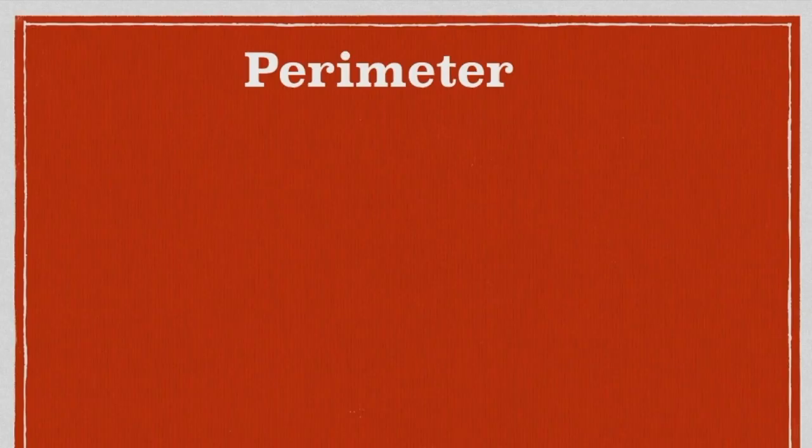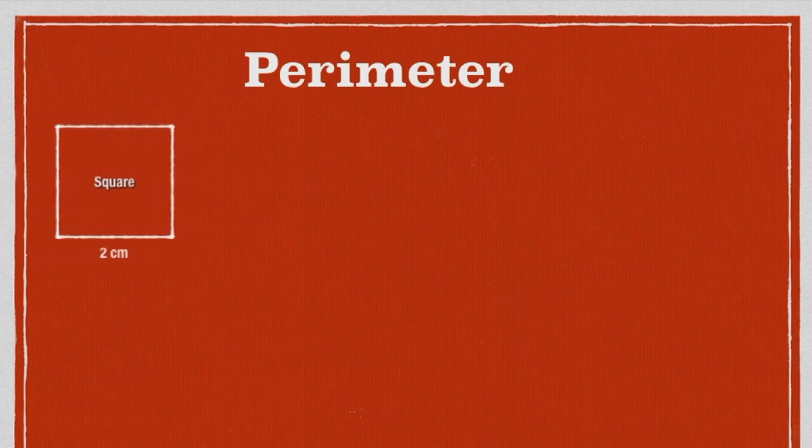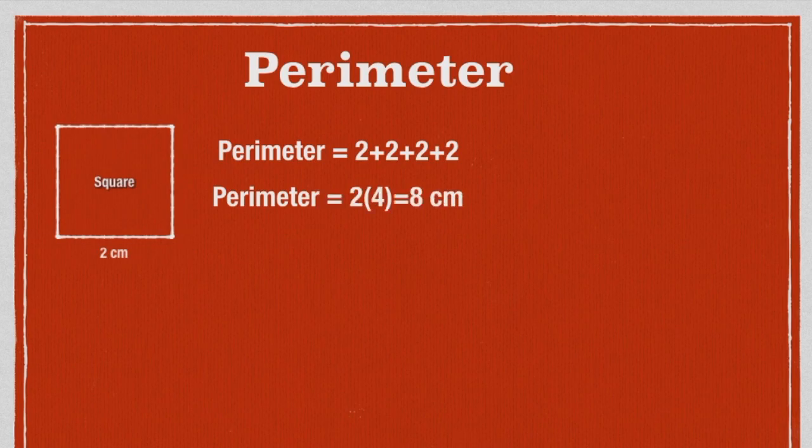Hello. We start with the perimeter of a basic shape. First shape is a square, side of 2 centimeters. So the perimeter is the sum of this side 4 times, as we have 4 sides. Now that means 2 times 4, which is 8 centimeters.